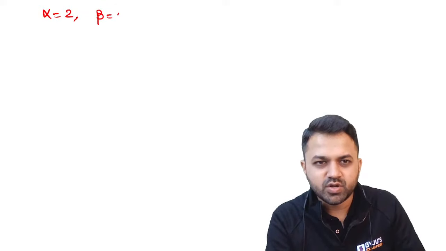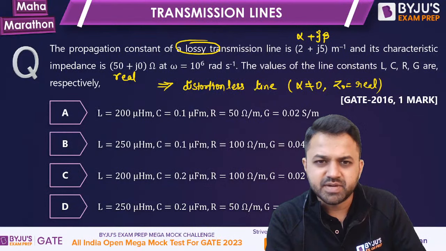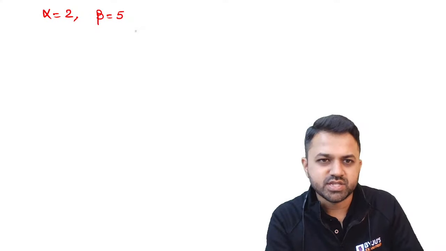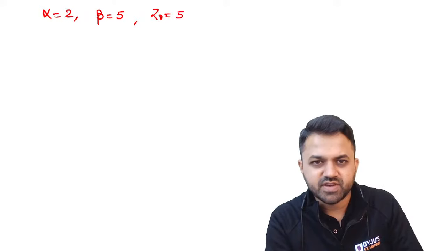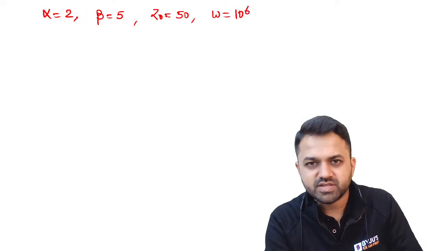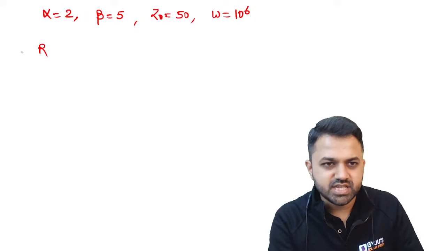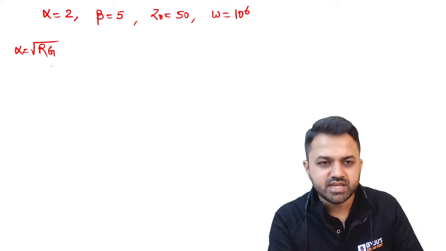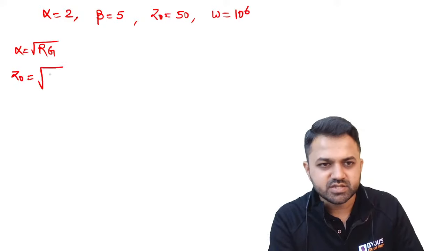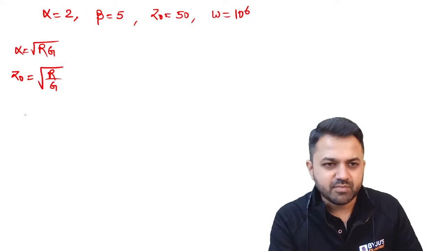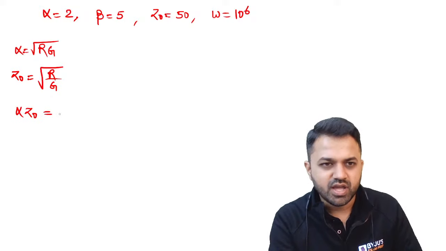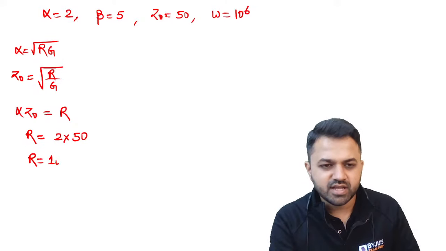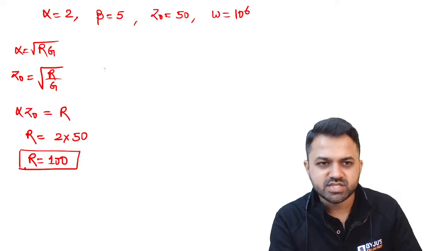So we have alpha equal to 2, beta equal to 5, the characteristic impedance is 50, and omega is equal to 10^6. Now we know that alpha is equal to root over RG, and we also know that the characteristic impedance is root over R by G. So if I multiply these two equations, alpha into Z naught, I will get R. So R is 2 into 50, alpha into Z naught. So here we get R is equal to 100. So this is the first solution.